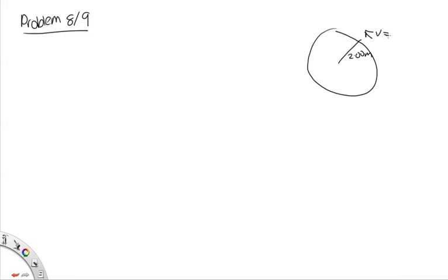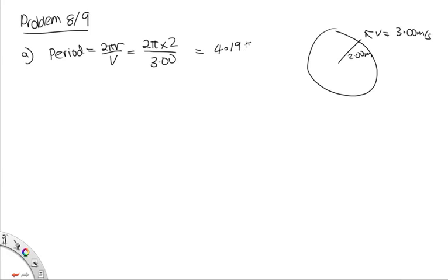and the velocity is given by 3.00 meters per second. Now part A says find the period and frequency of motion of the ball. Well, the period is just the distance over the time, which is how long it takes to go around the circle once. So the distance is the circumference, 2 pi r over the velocity. So that's 2 pi times 2 over the velocity, which is 3.00. Solving that on the calculator, we end up with 4.19 seconds.